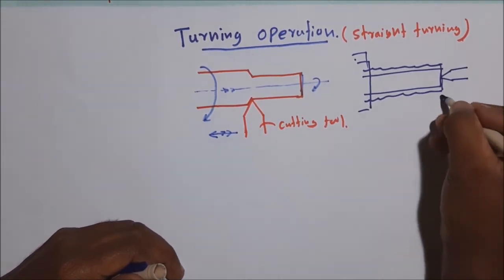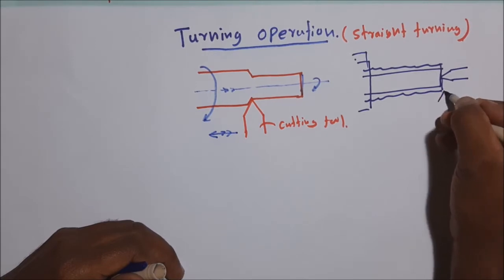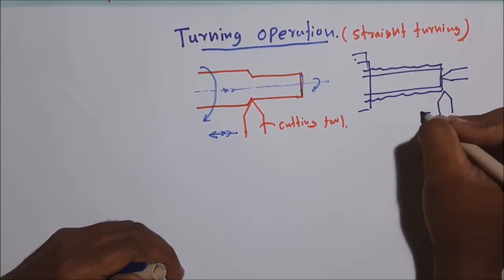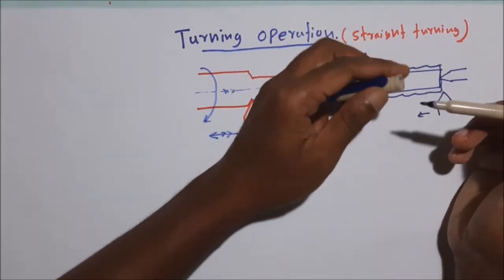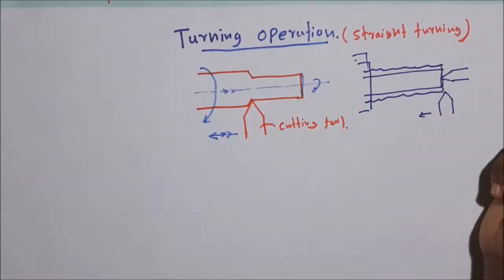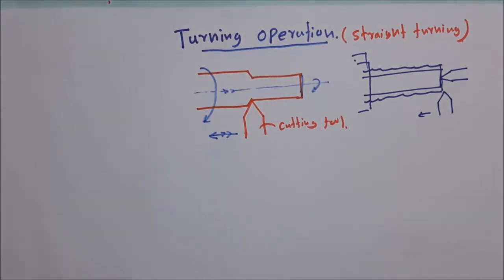By moving the cutting tool from this end to this end, we can remove these layers from the workpiece and obtain the required diameter for the workpiece. This operation is called turning operation.